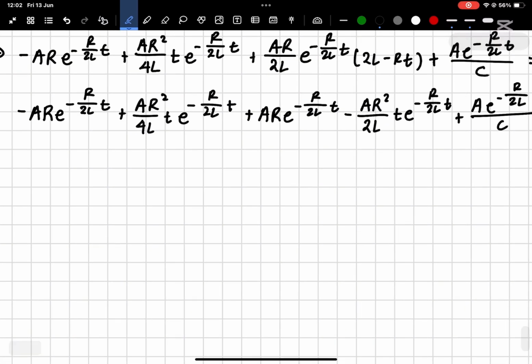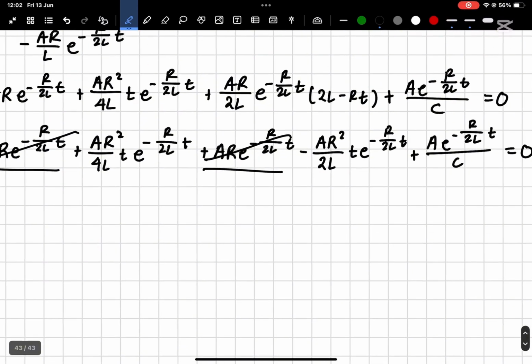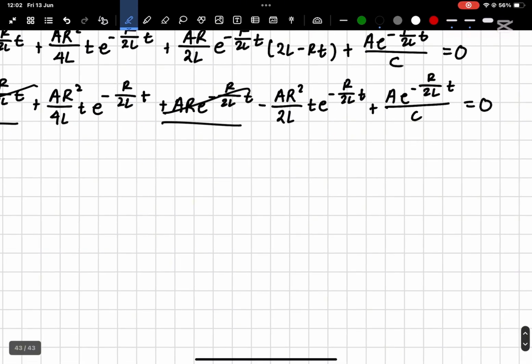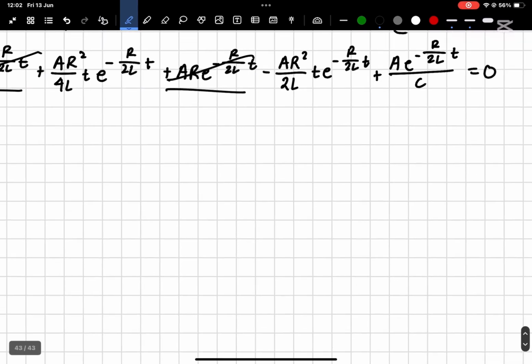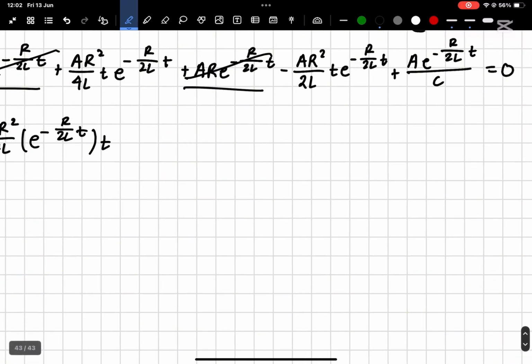So this term and this term you can see are common. So these two terms cancel out, and then these two aren't common. Okay, so then we have AR squared over L. I think you can bring out the T, not gonna lie. It'll look nicer, bring it out to the end. So you have AR squared.